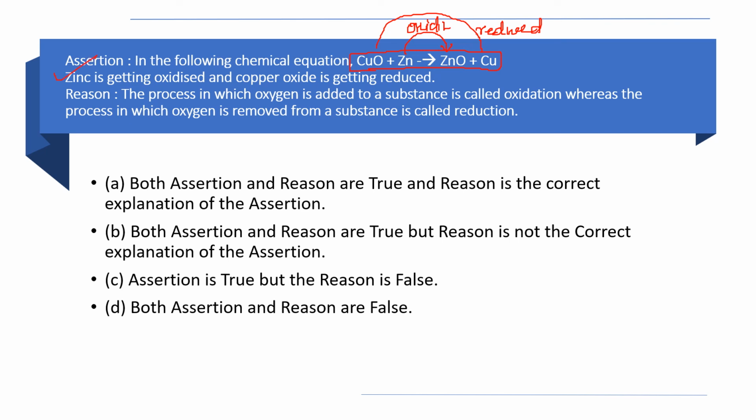The process in which oxygen is added to a substance is called oxidation. Here oxygen is added to zinc to form zinc oxide, so it is oxidation. Whereas the process in which oxygen is removed from a substance is called reduction. Very good. Both assertion and reason are true, and the reason is the correct explanation of the assertion. Option A.